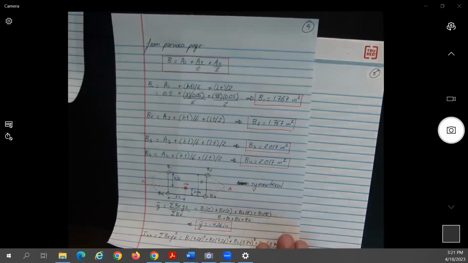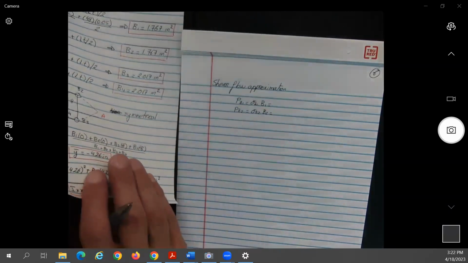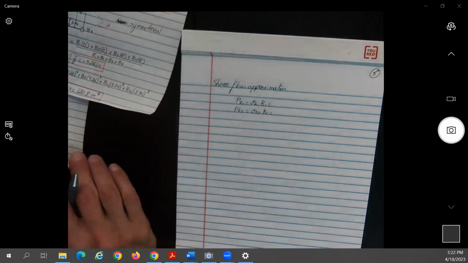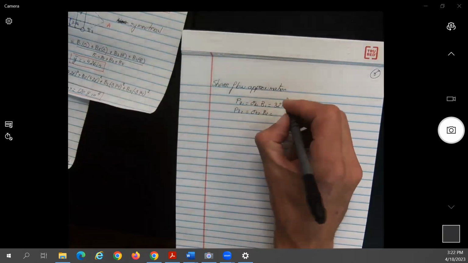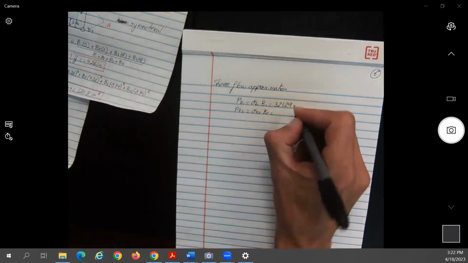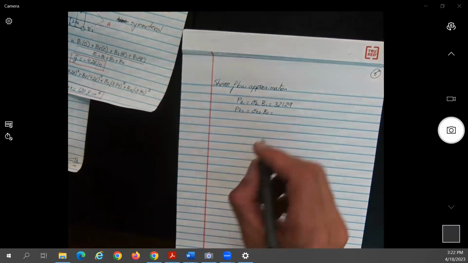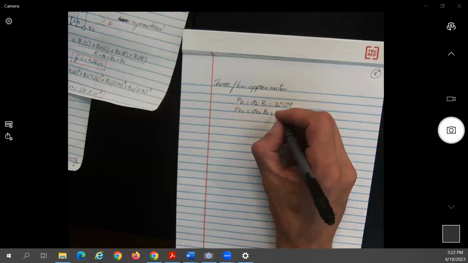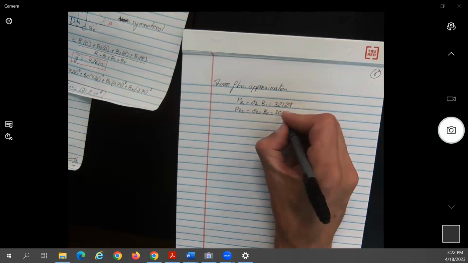So what do you get? Here's B1. And if you do the stress, what do you get? So 18,183 times 1.767. 32,129. Okay. And now if you do 17,081 times the same thing, 1.767. 30,182. Okay.